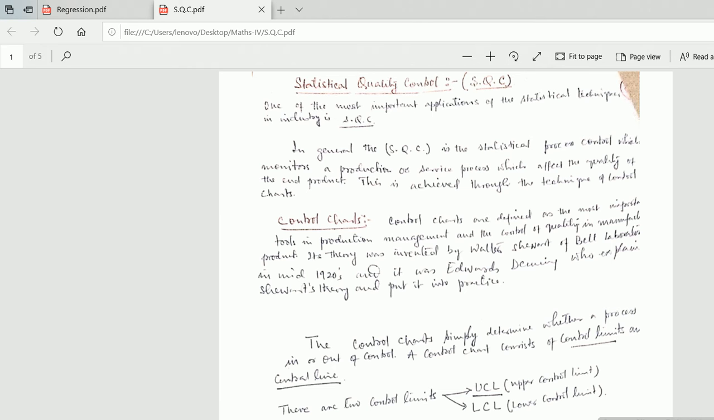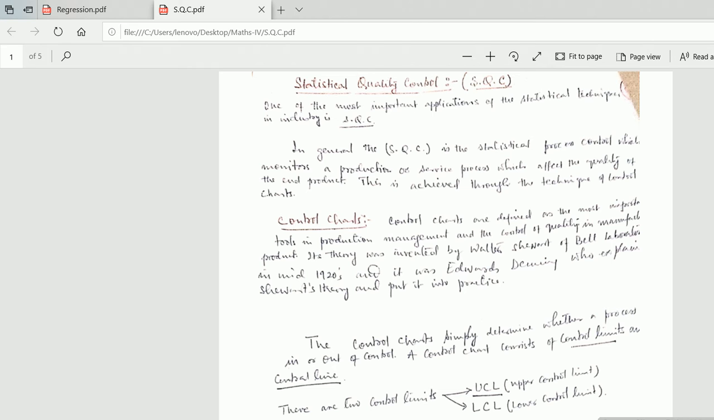The term quality simply defines how well a product or service meets the set parameters and satisfies customer needs or demands. The statistical techniques are used to measure the quality of product or services. The term statistical quality control is abbreviated as SQC. In general, statistical quality control is statistical process control which monitors a production or service process which affects the quality of the end product. This is achieved through the technique of control charts.